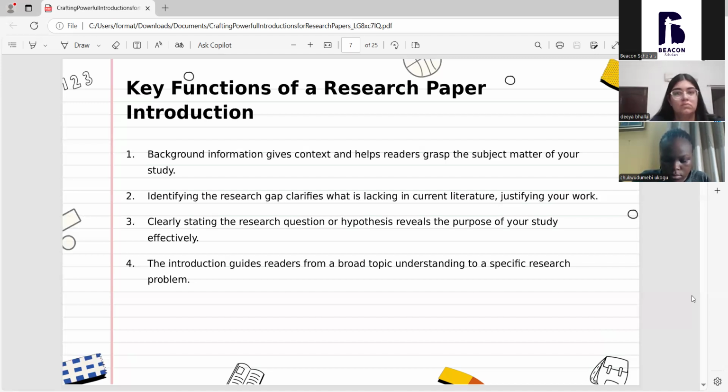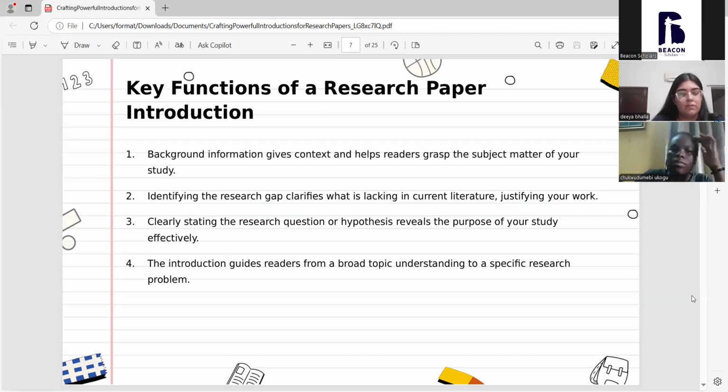Then the fourth one, which is optional, the methodology: in some fields, briefly mentioning your approach can help. And for the last element, the significance of the study, you will highlight why your research is relevant or impactful. Each of these elements contributes to making your introduction concise, informative, and engaging.